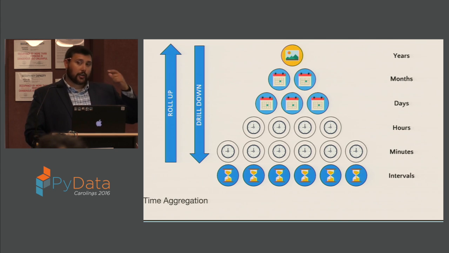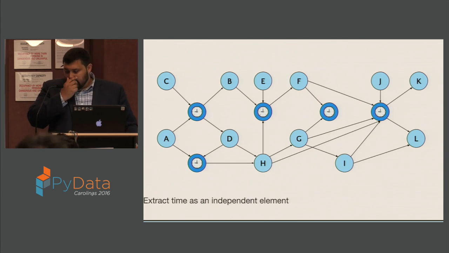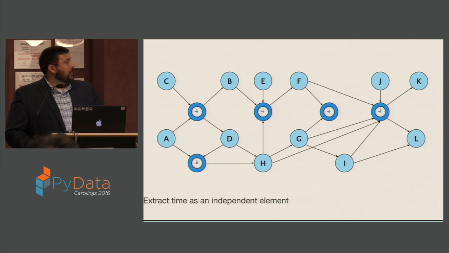But for this purpose, we're going to actually look at the week, right? So we're going to aggregate everything on week. So week 0 is the week starting January 1st, and then week 1 and week 2 and so forth, all the way up to week 52. So here is the first mechanism, extracting time as an independent element.